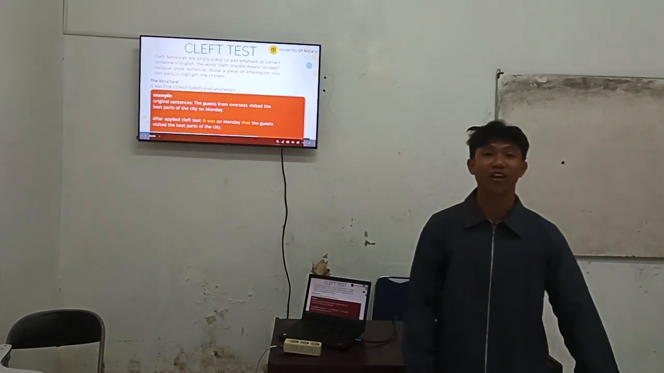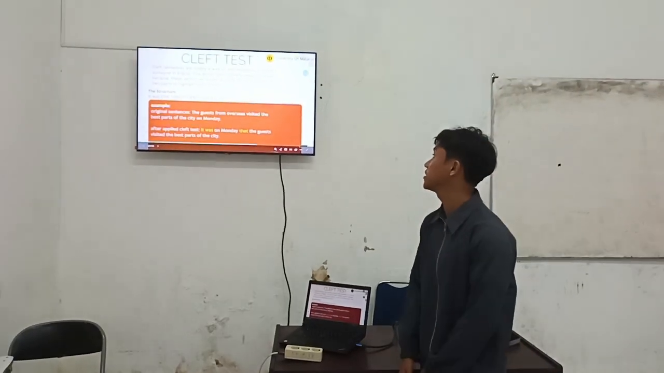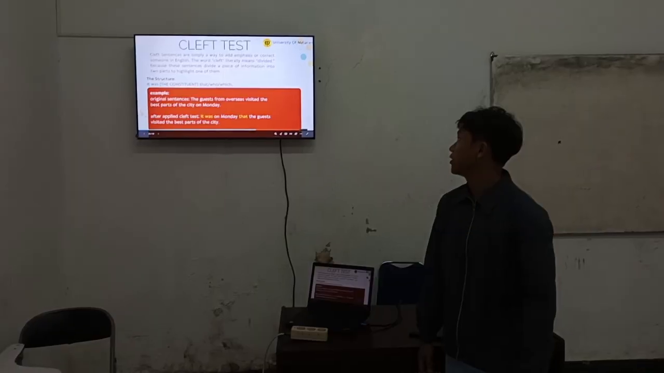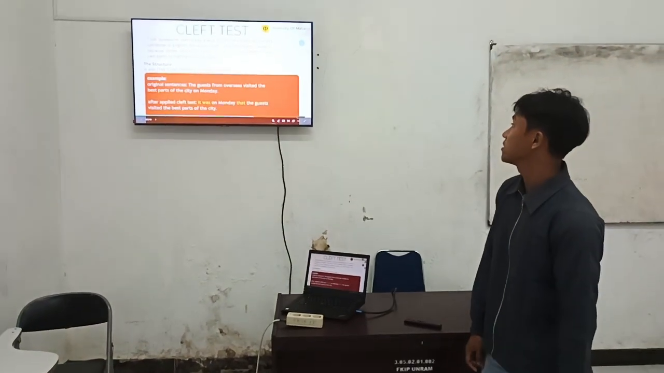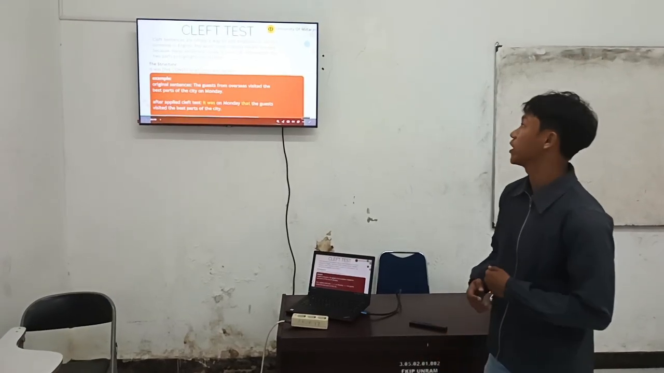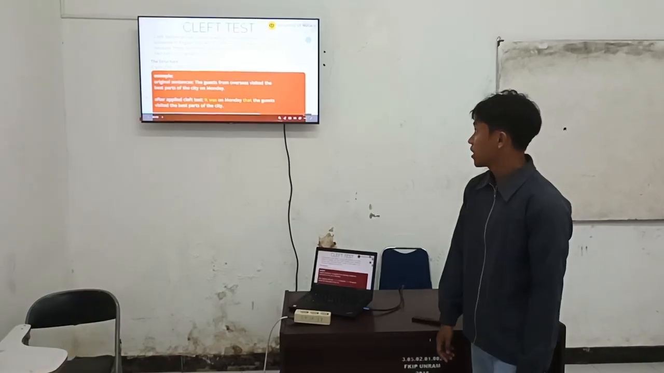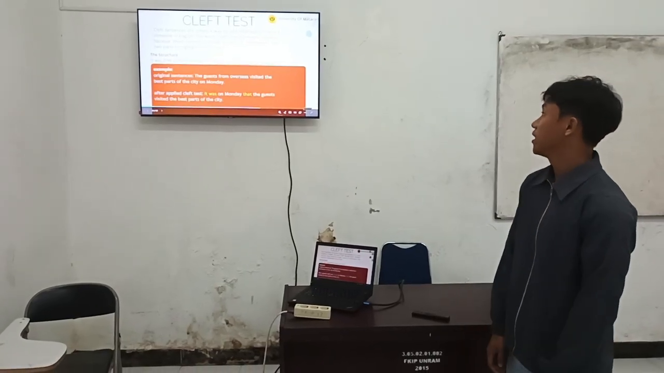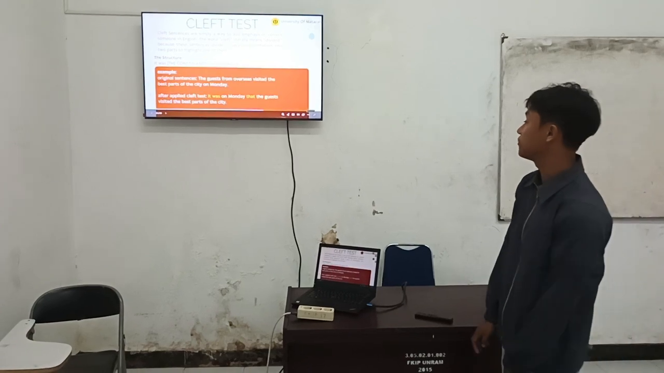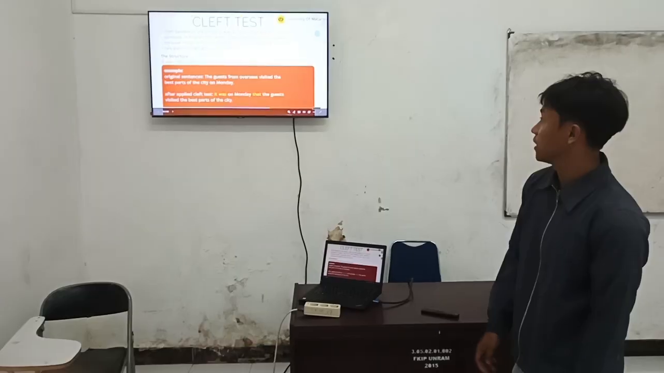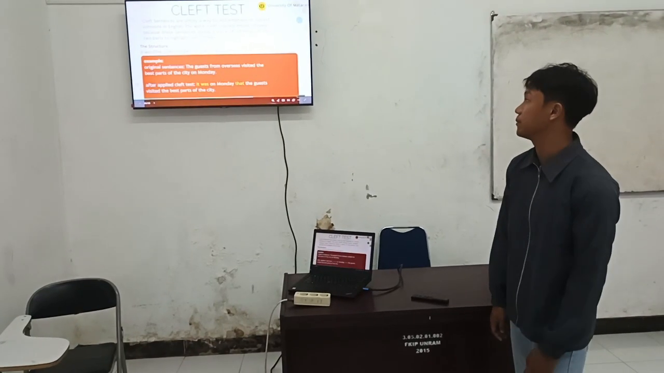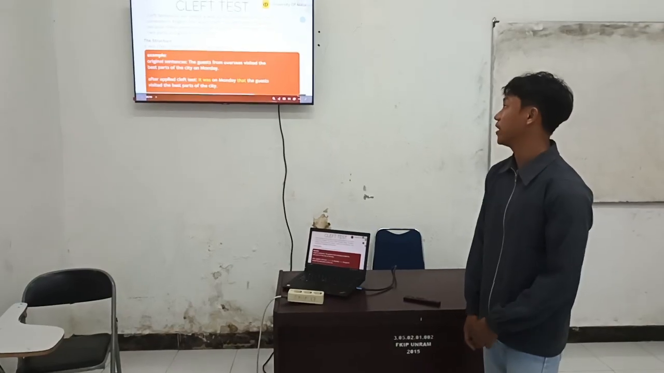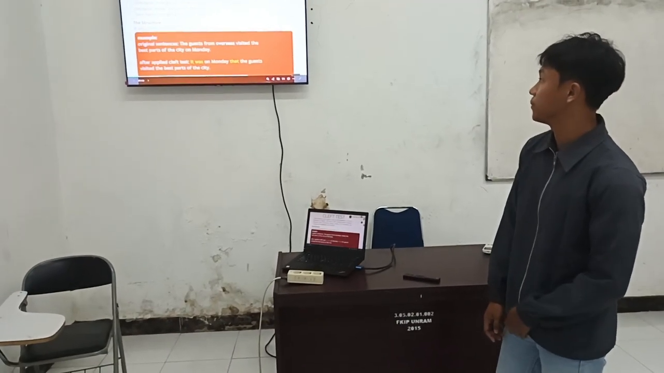Okay, the next material is the cleft test. Cleft sentences are simply a way to add emphasis or correct someone in English. The word cleft literally means divided, because this sentence divides a piece of information into two parts to highlight one of them. The structure of this sentence is first it was, and then the constituent, then that, who, or which. For example, in the sentence, the guest from overseas visited the best part of the city on Monday, after applying the cleft test: it was on Monday that the guest visited the best part of the city.